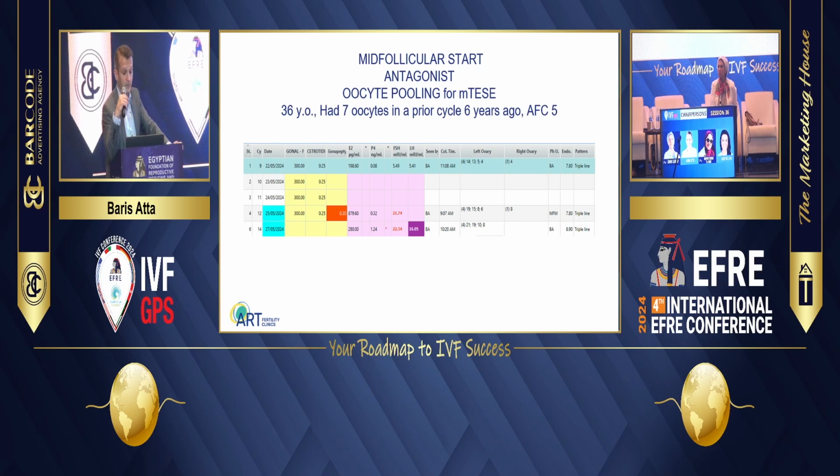Another option. This is the patient I showed in the earlier slide. She's trying to pool oocytes, very low reserve, to be used in a micro TC cycle with the husband. There are a lot of scheduling conflicts. You see here, she presented on day 9. There were already 2 larger follicles, 3 smaller follicles.